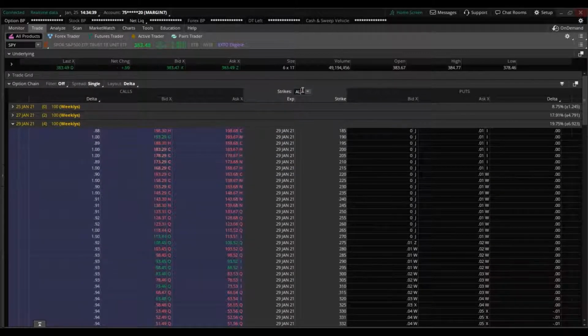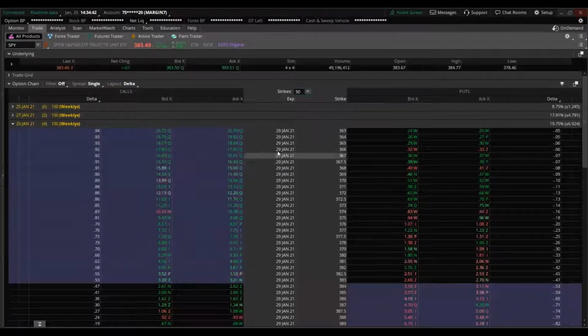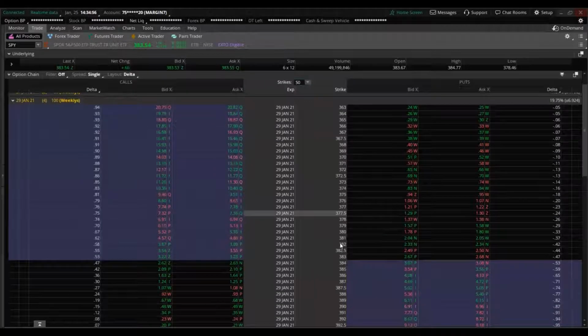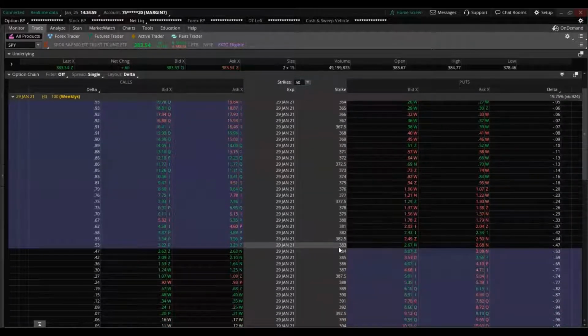I'm going to narrow this down to 50. And these are all strikes right here. So the current stock SPY, the price is 383 and 55 cents. Let's look at the nearest strike for that one. There we go. We just round off to 384. 384 is the nearest one. And I want to be away from that to reduce my risk. So this column is delta. It's the same on each side.